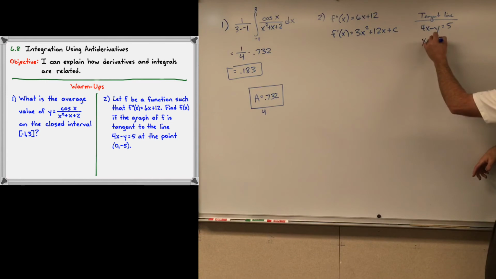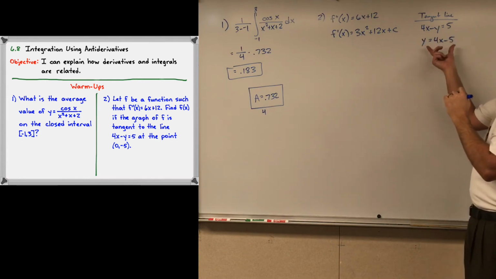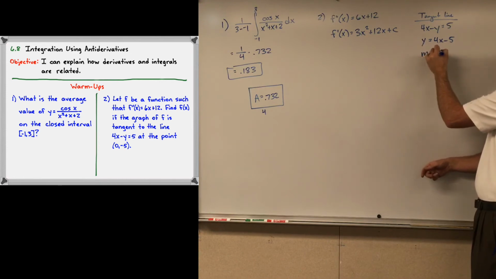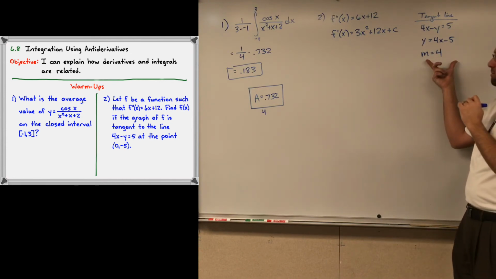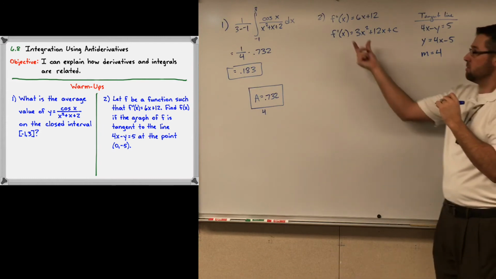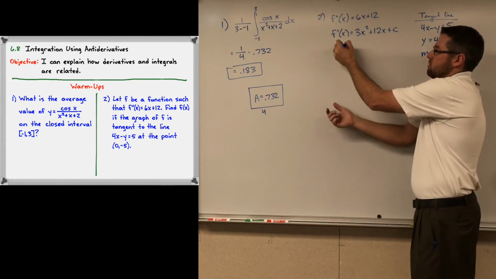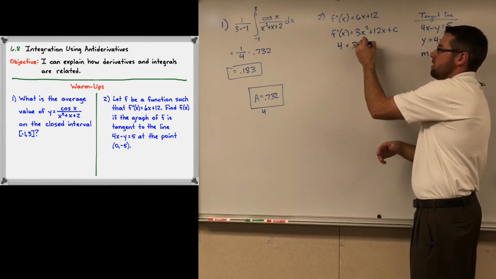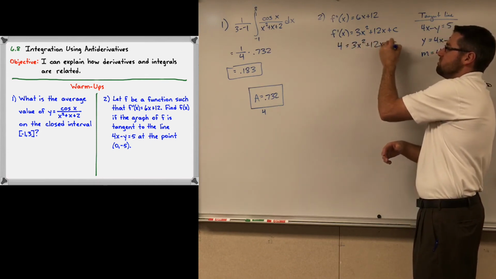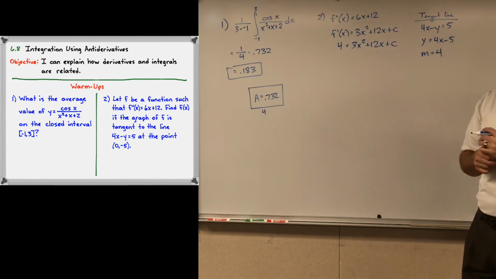So we'd say y equals 4x minus 5, right? So this is the tangent line. That means the slope is 4. If the slope of the tangent line is 4, what does that mean? f prime is 4, right? So we say 4 equals 3x squared plus 12x plus c. But what's missing in order to find c? x. You need to know x, right?